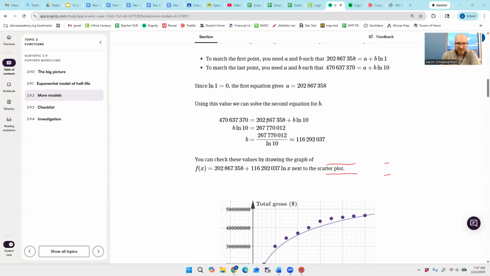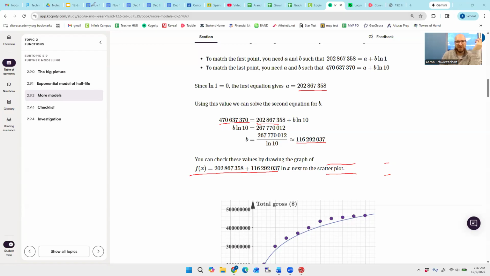So we plug that in for a because ln 1. Now we plug this into the second equation. Solve for b, you get that. And then finally, that becomes approximately your model going through those 2 points.